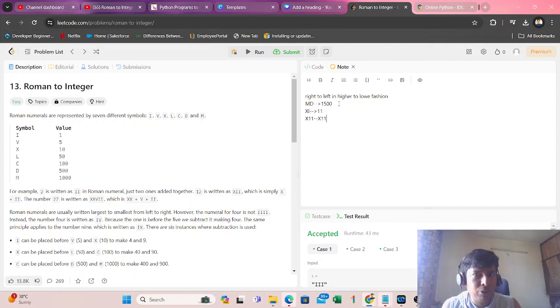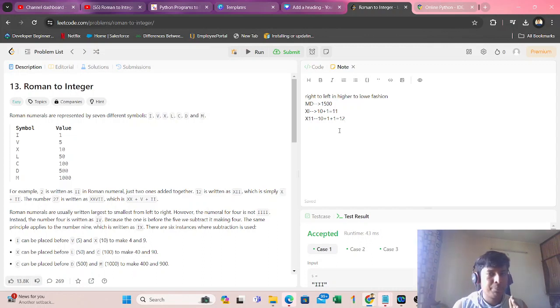See, I'm trying to explain the logic here. In the normal working of Roman numbers, whenever you write from left to right in largest to lowest fashion, you just keep on adding and it gets you to the integer. Suppose 11: X is 10, I is 1, 10 plus 1 is 11. Just add. This is how you will convert. 10 plus 1 plus 1 is equal to 12. So what we will do is keep on extracting every character from the string, matching it with the symbol, and adding it to get to the output.